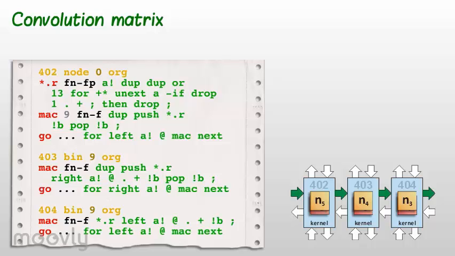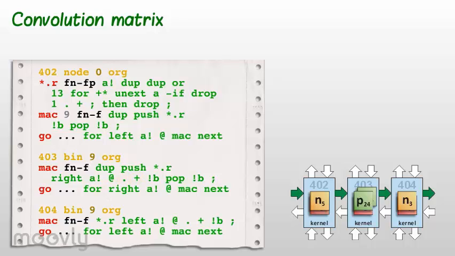The word MAC is slightly different for each column of the matrix. In node 402, it duplicates the current pixel value, stores it on the return stack temporarily, and carries out the multiplication step. The node then suspends due to its attempt to send the product eastward. Meanwhile, the word MAC in node 403 duplicates the current pixel value, stores it on the return stack temporarily, and carries out the multiplication step using its convolution factor. It then reads a value from 402, which is the result of multiplication, and adds it to its own product.